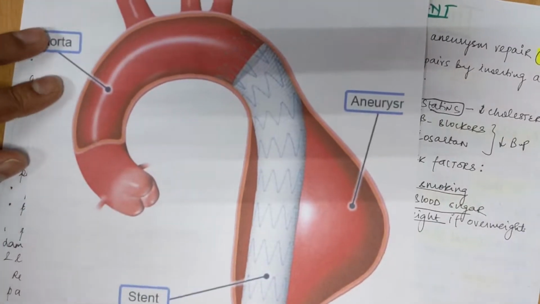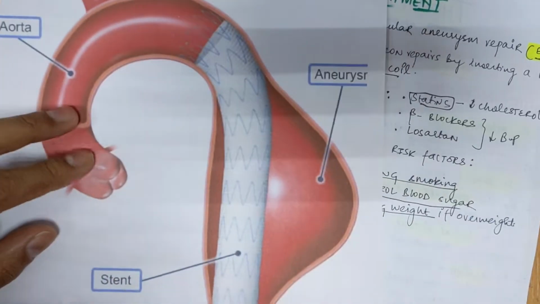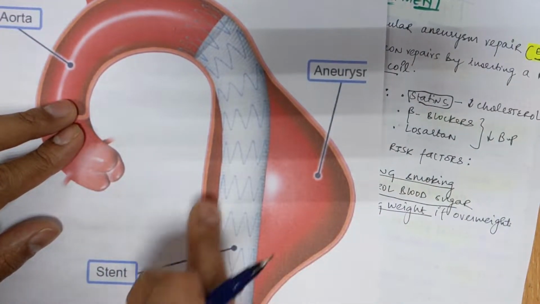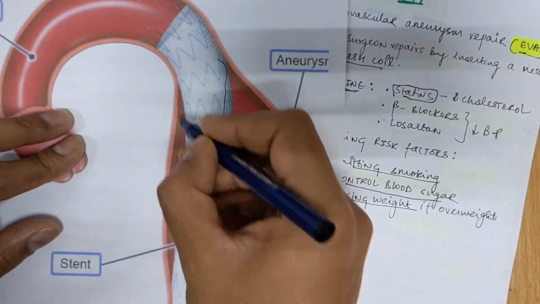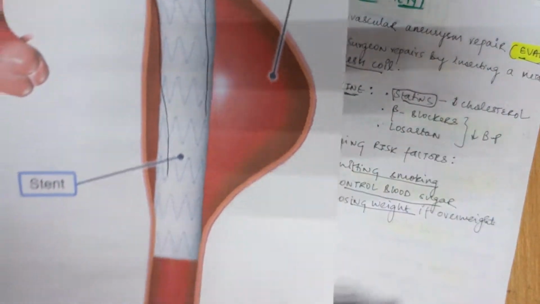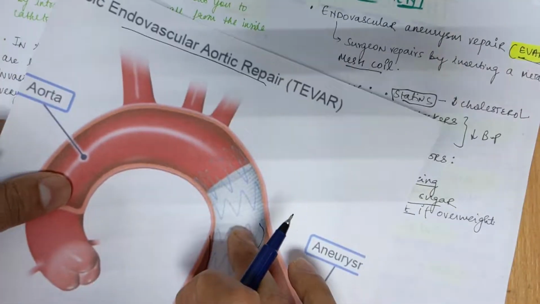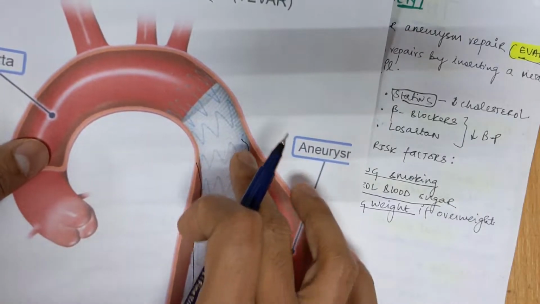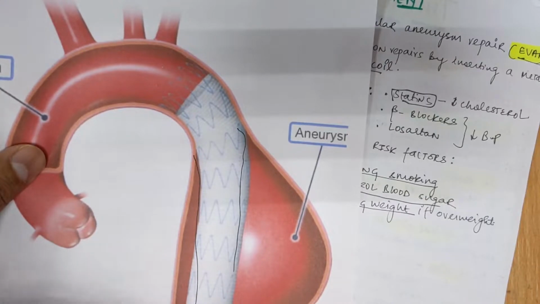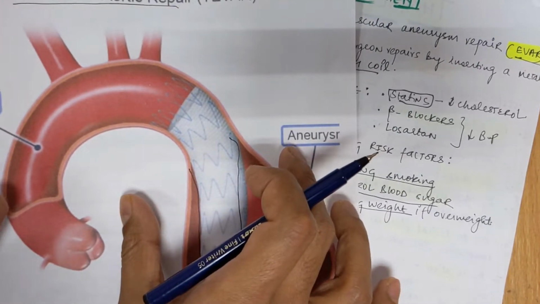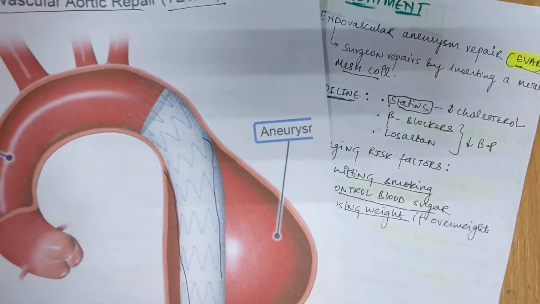You can see in this diagram, this is endovascular aortic repair. This is an aneurysm, and this is a stent, where the surgeon repairs it by inserting a mesh coil. So this is your mesh coil. You can see this is the aneurysm, and the surgeon inserts this mesh coil inside the thoracic descending aorta, the part of the thoracic aorta. So this is the surgical treatment for the thoracic aortic aneurysm, TEVAR. Okay, thank you.